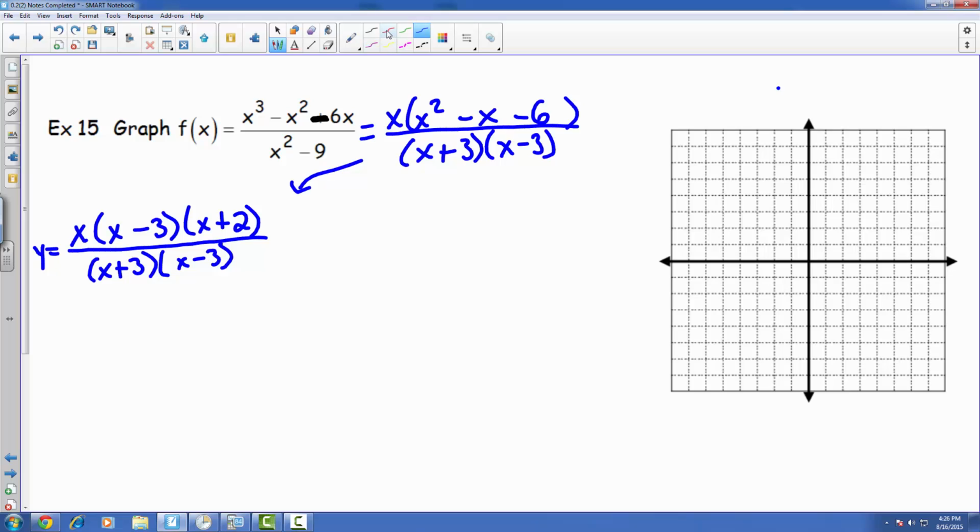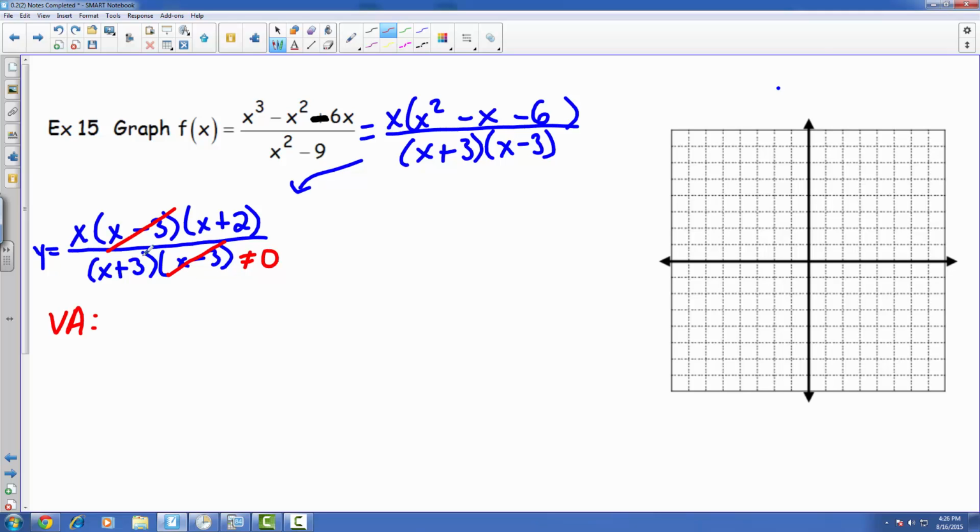Now, at this point, we can see these x minus 3's. One's on top, one's on the bottom, so they actually end up canceling out. Now, that's really important because when we start talking about holes and VAs, certain ones are holes and certain ones are VAs. To find out our VA, we still set our bottom not equal to 0. So for VA, we have that bottom not equal to 0.